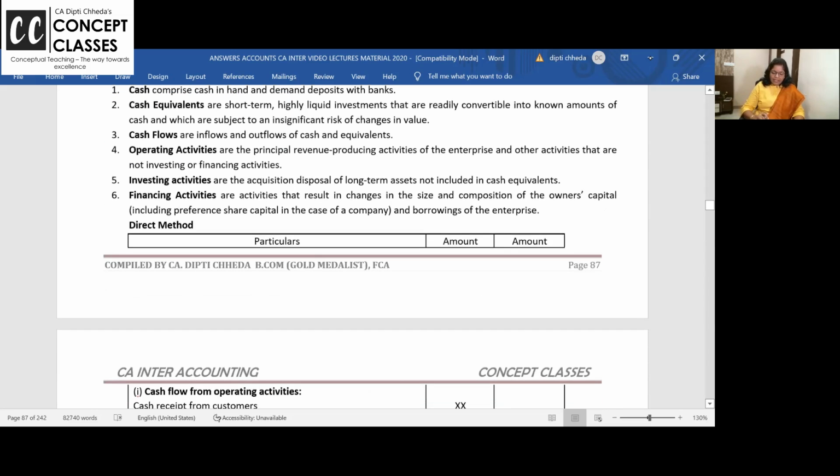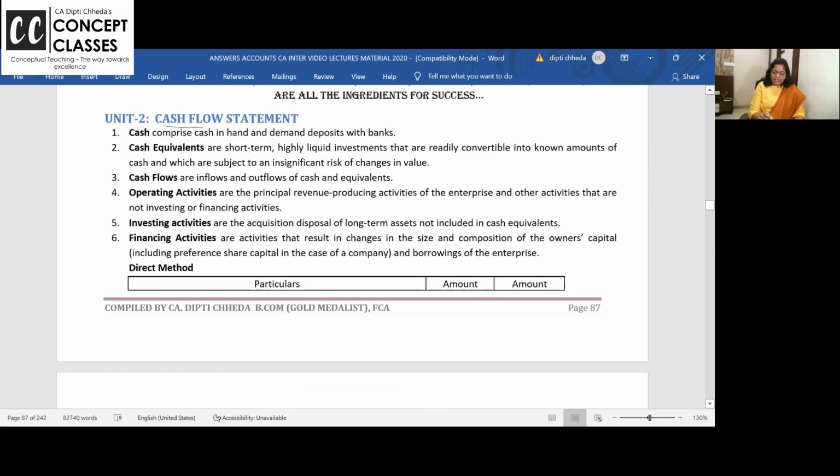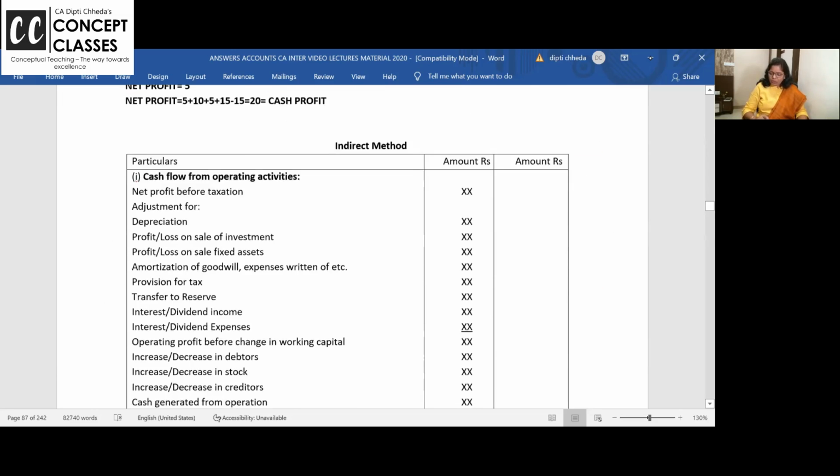Chalo. Cash flow statement. Now, when we say cash, cash comprises of cash in hand, demand deposit, cash equivalent. Some short-term investments are there. If you make FD for 14 days and all, that's a part of cash and cash equivalent. One of the final exam, they have asked you define these terms also. Cash flow is inflow and outflow of the cash from operating activities, the core activities of the business, investing activities, and financing activities. Direct method, I don't want to talk anything.